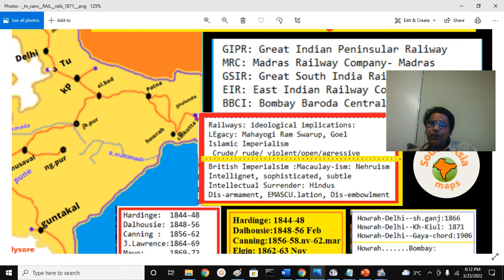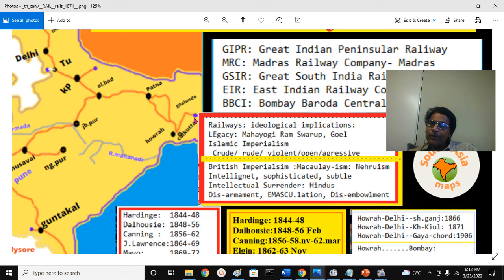From Goalundo one can take a ferry and go to Dhaka. One can also take a ferry and go to Sahibganj, Dhubri and Guwahati, even up to Dibrugarh. From Goalundo one can take a ferry to Chandpur and Bhairab, to Sylhet, close to Assam. One can take a ferry and go to Chittagong. That is Goalundo, the eastern part of the river Hooghly.